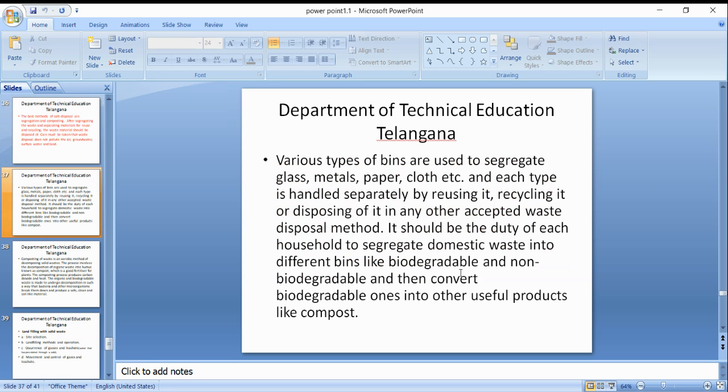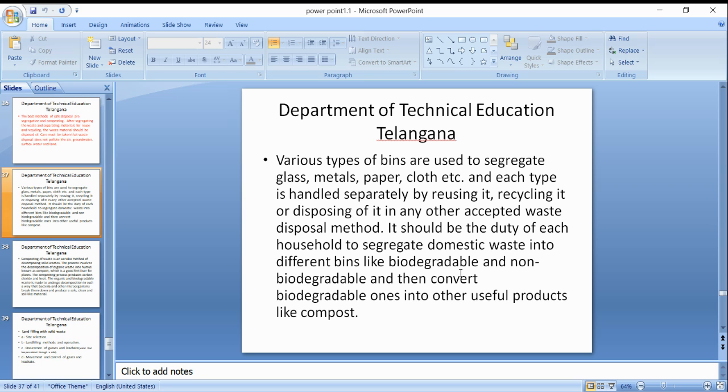So various types of waste are segregated: glass, metals, paper, cloth, and each type is handled separately by reusing it, recycling it, or disposing of it by any other accepted waste disposal method. So permission should be taken, and it should be reused or recycled.